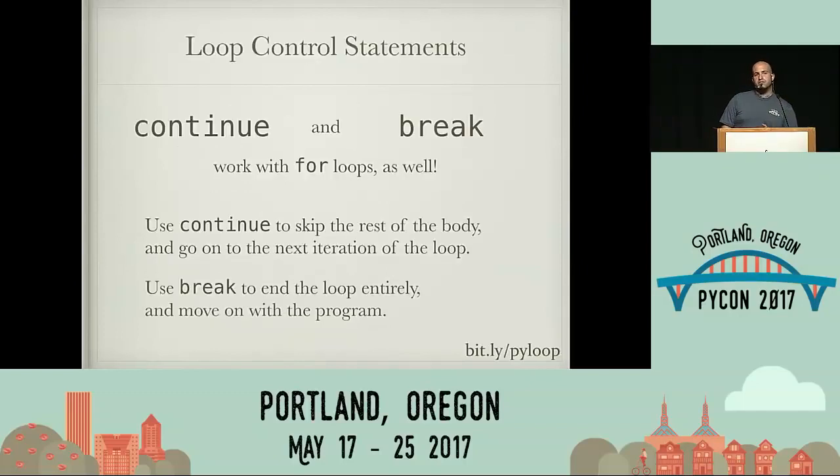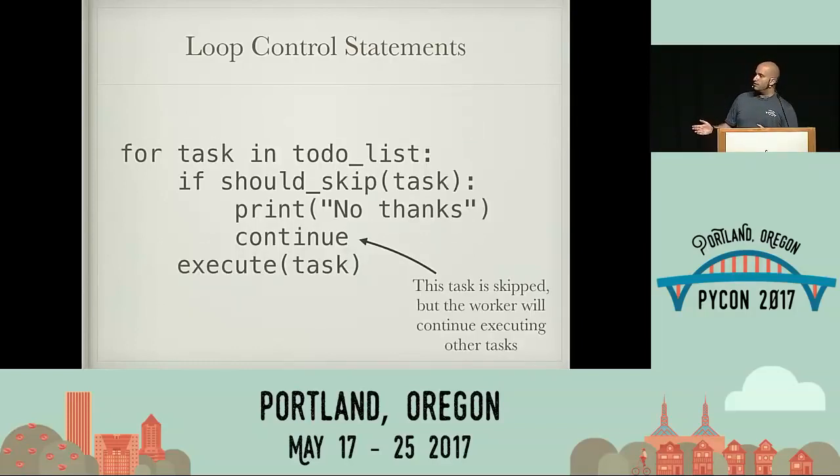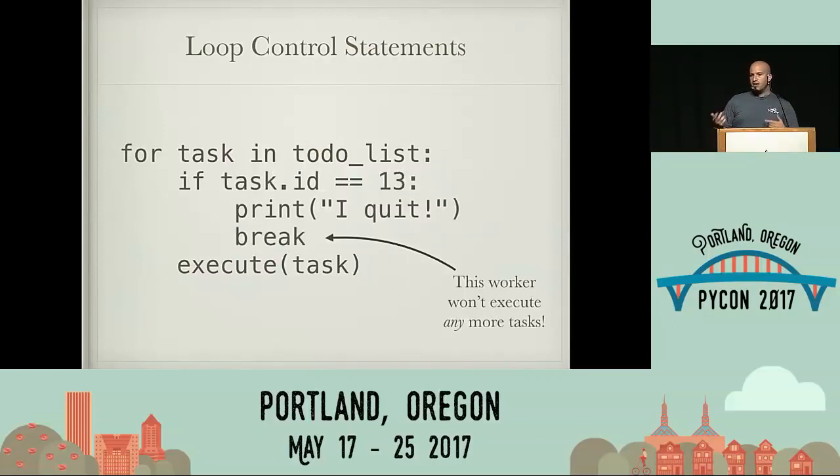Now, those loop control statements that I mentioned earlier, continue and break, work just fine with for loops as well. So if we have our task queue worker, in this case, instead of pulling tasks from the queue, it has a to-do list, and we're operating one task at a time in that to-do list. Once again, if there's some reason why this worker shouldn't operate on this task, then it can use the continue statement to just continue on to the next iteration, skip that task. And if we have our superstitious task runner, then it's going to use break to break out of the task execution, and all the rest of the items on that to-do list will never get executed.